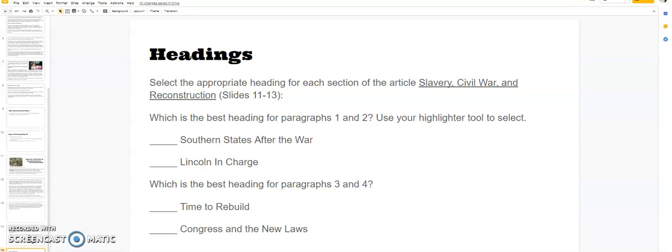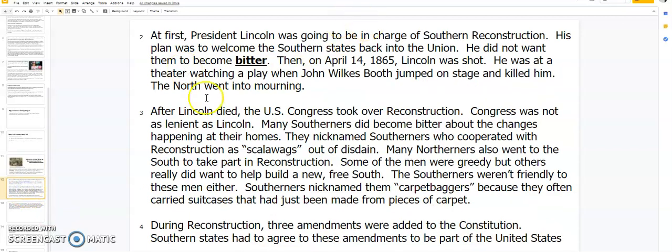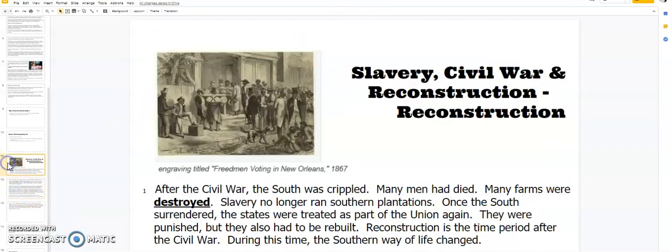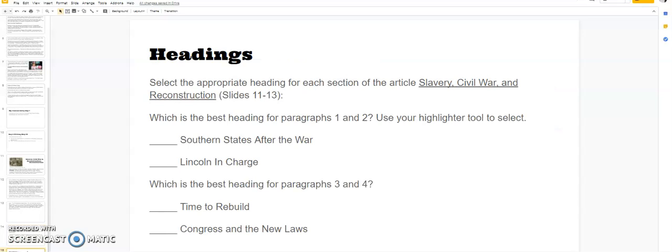Which is the best heading for paragraphs 1 and 2? You're going to use your highlighter tool to select. So you're going to go back to slide 11 and look at paragraph 1, and paragraph 2 is on slide 12. You need to go back through these, reread them, and determine which of these 2 headings, and your 2 choices are Southern States After the War and Lincoln in Charge. And you're going to read those and determine which is best.